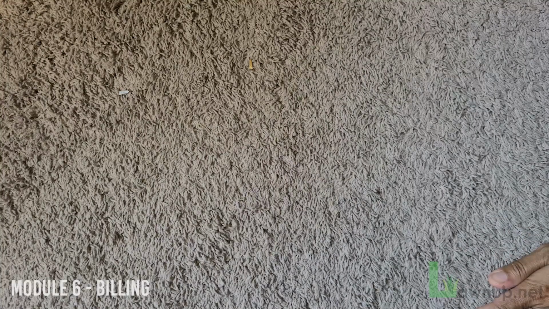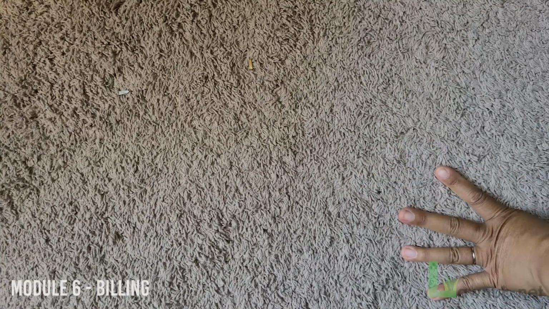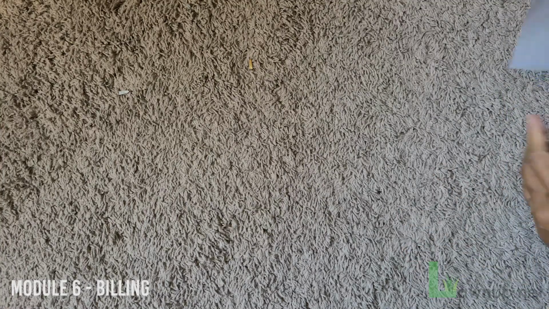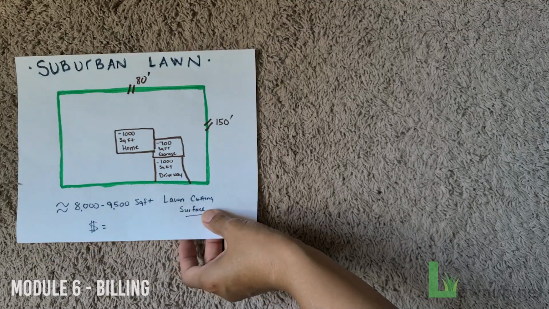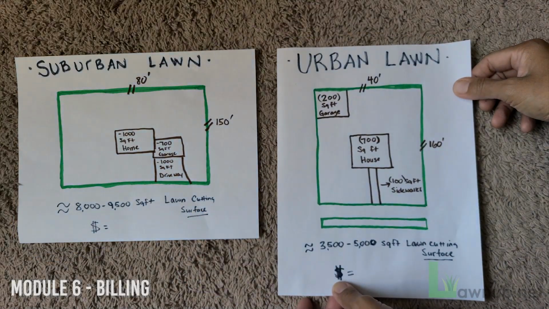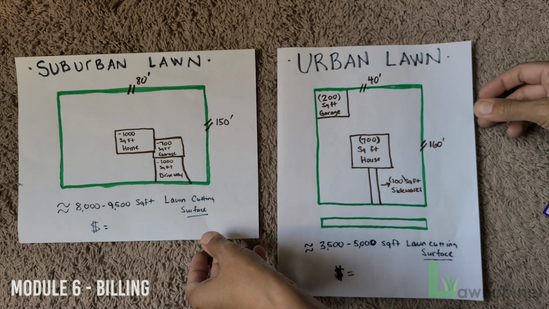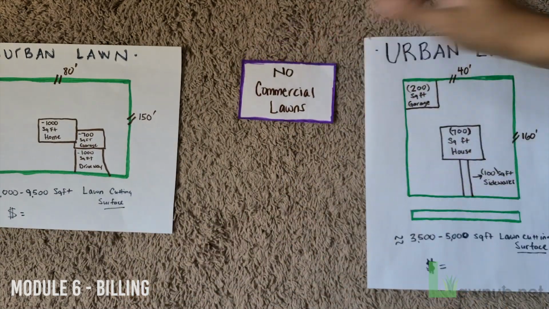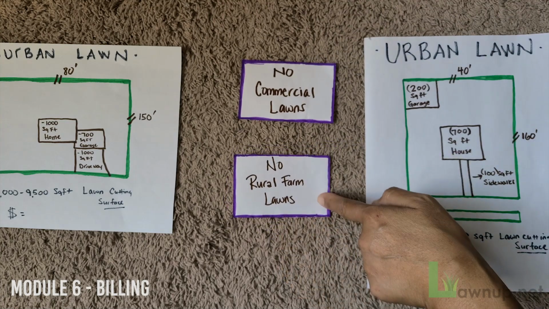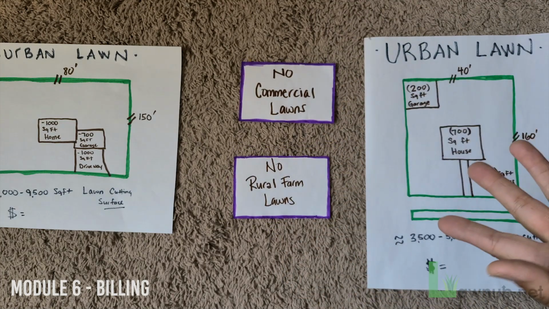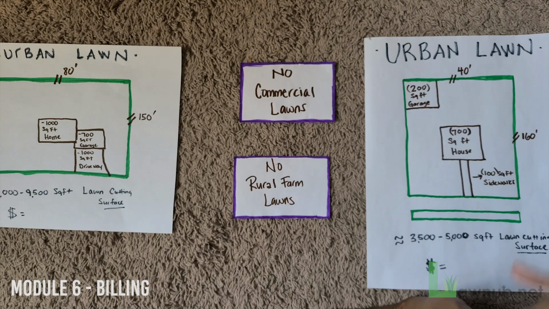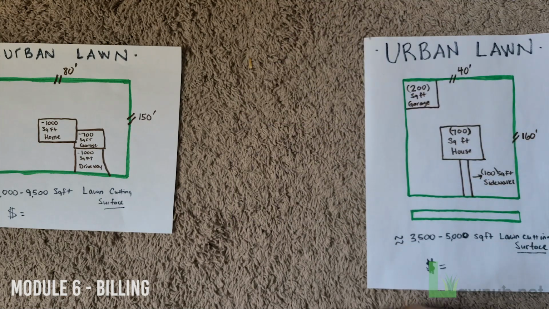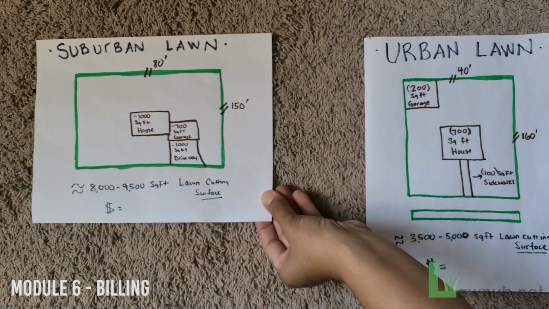Okay, so in this module, I'm going to go over billing and tell you the two types of lawns that you will encounter, which are going to be a suburban lawn and an urban lawn. And just to set the record right off the bat, I am not going to cover commercial lawns or rural farmland. These are outside of the scope of this course, and I really don't have any experience in doing commercial lawns or rural farms, but I'm going to show you a suburban lawn and an urban lawn.